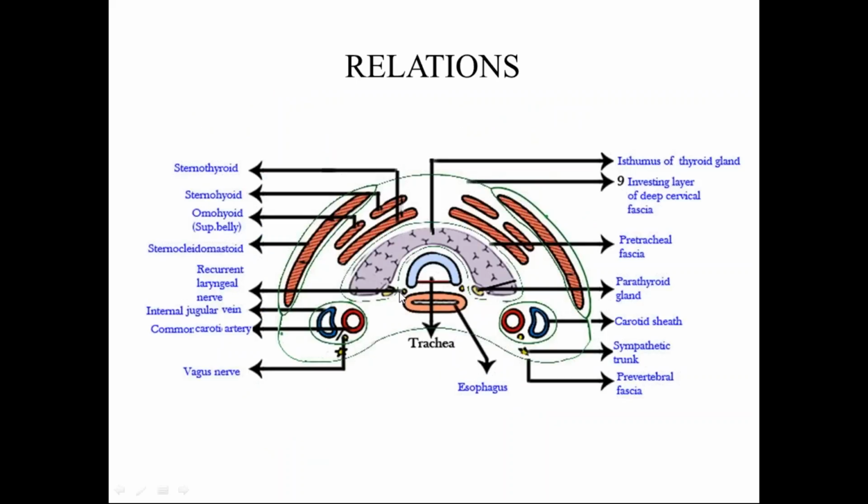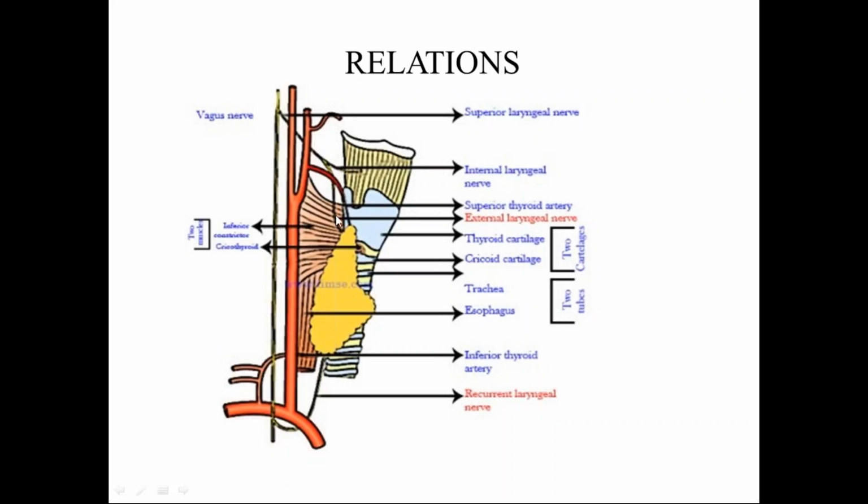Once again I'll repeat the relationships of the medial surface. It is related to two tubes: one is the trachea, another is the esophagus. Two nerves: external laryngeal nerve and recurrent laryngeal nerve. Two muscles: inferior constrictor and cricothyroid muscles.